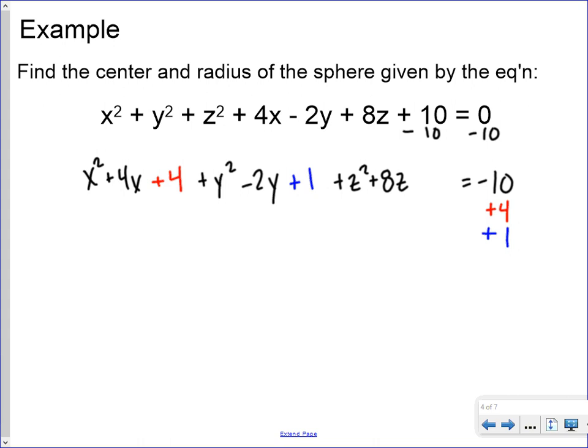Haley? 16. Yeah. Half of 8 is 4. Square it, you'll get 16. So we're going to add 16 on the other side.